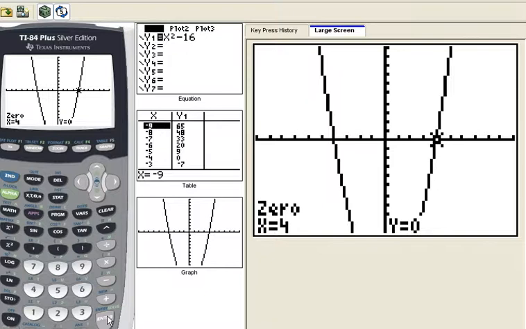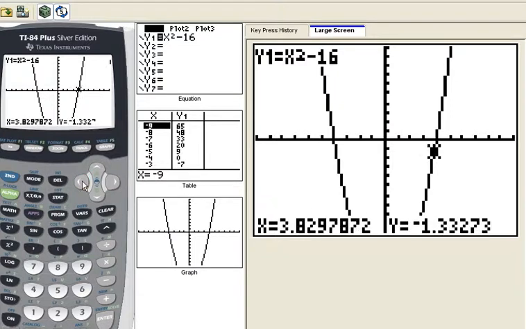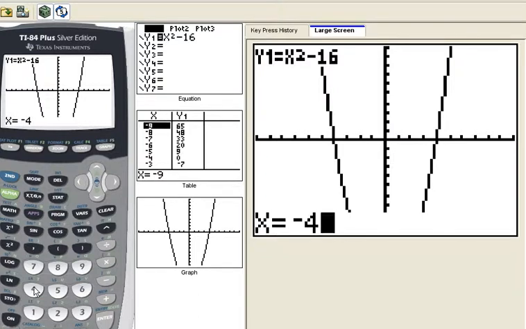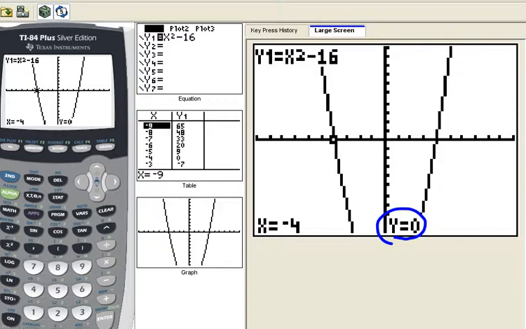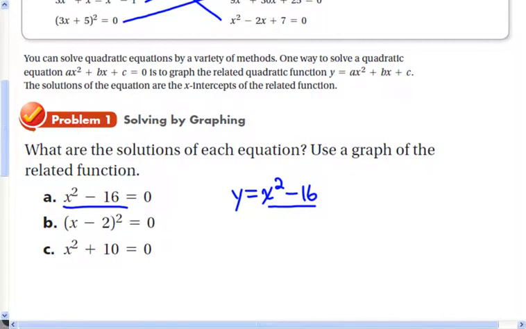Now you can find the other one on the other side. You can trace and then use your cursor to go over it. Quick way to move, you know that's probably close to -4, so you could just enter that on your keyboard when you hit trace and move it over there. And we are right on there, and since y is equal to 0, we know that -4 is the other 0. So the solutions to this equation are x equals -4 and x equals 4.